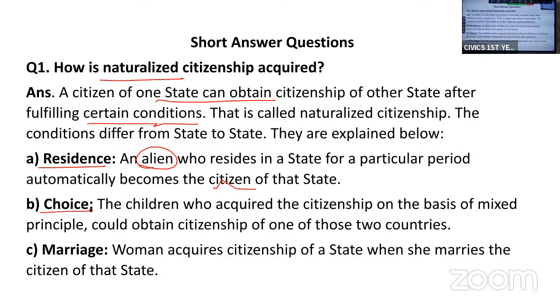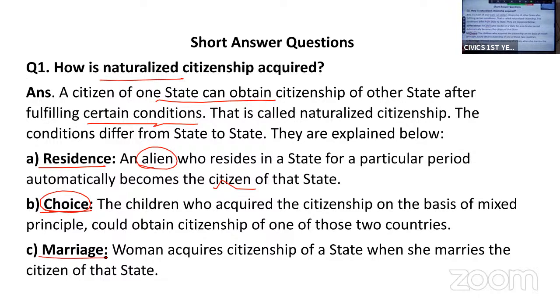Then citizenship, you can acquire citizenship by choice. Okay, so this choice is given to children who acquire citizenship on the basis of the mixed principle. So what is this mixed principle? For example, I am an Indian. I went to the US, I settled there, and I gave birth to a child. Now, my child gets the citizenship of USA because he was born there, and he gets the citizenship of India because I am an Indian. So here he is getting citizenship of two countries. He can forego, he can give away the citizenship of one country when he becomes an adult. Once he attains the age of 18 years, it is his choice to be a citizen of India or to be a citizen of USA. So here it is by choice you can acquire the citizenship.